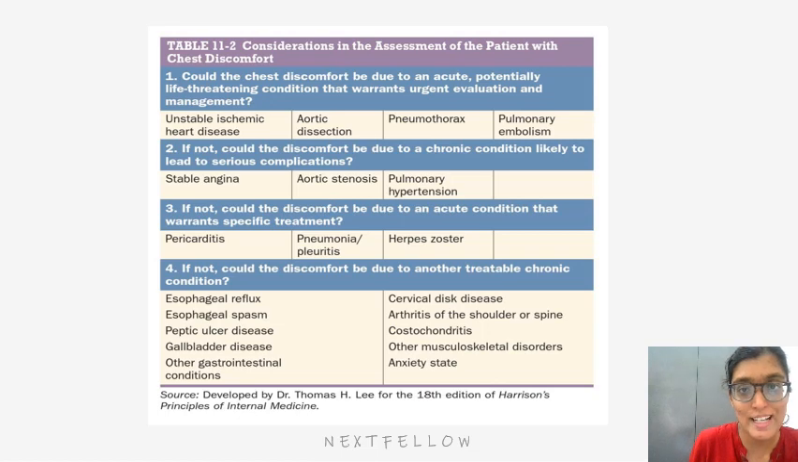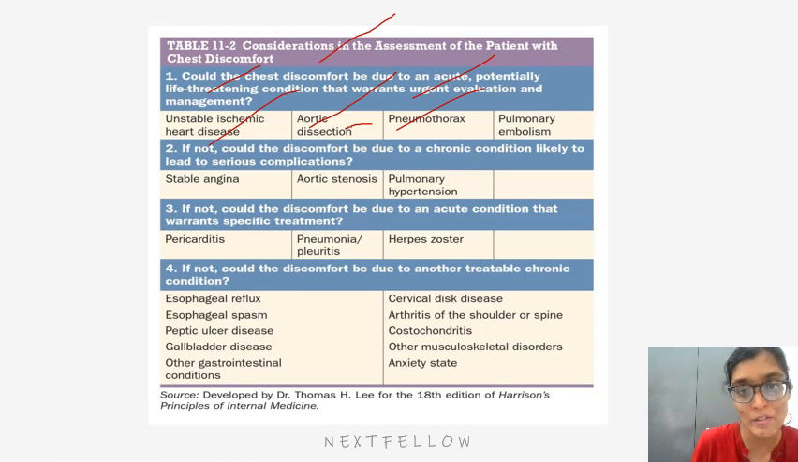So, considerations in assessment of a patient with chest discomfort. When a patient with chest pain comes to your casualty, could the chest discomfort be due to an acute, potentially life-threatening condition that warrants urgent evaluation and management? So it is unstable ischemic heart disease, that is unstable angina, STEMI or NSTEMI. Aortic dissection, right? In aortic dissection, the pain will usually radiate to the back.